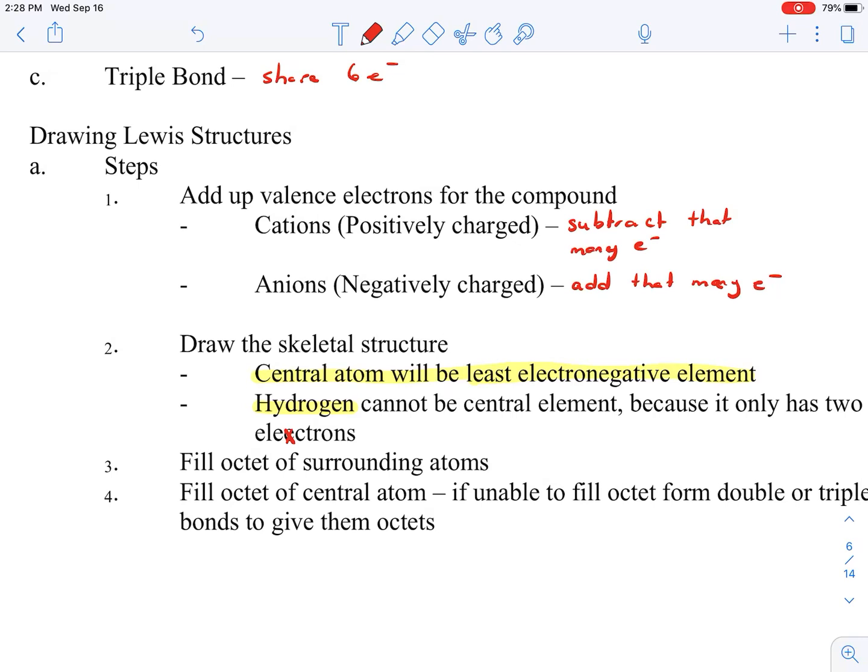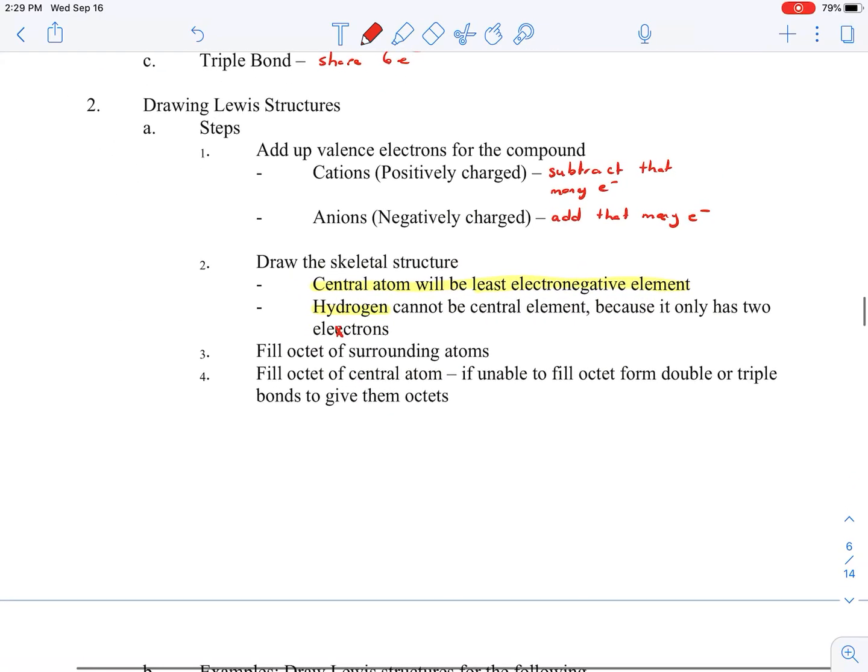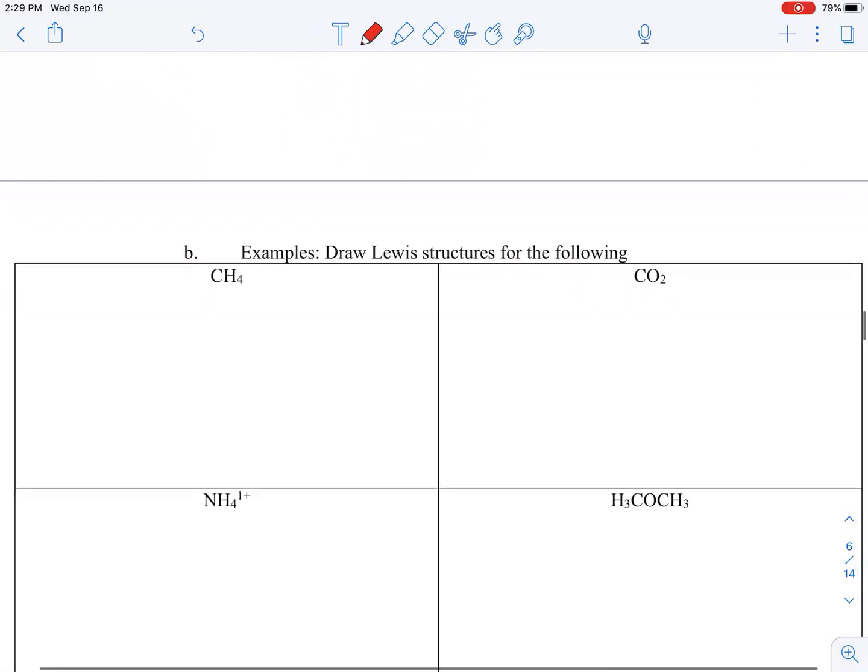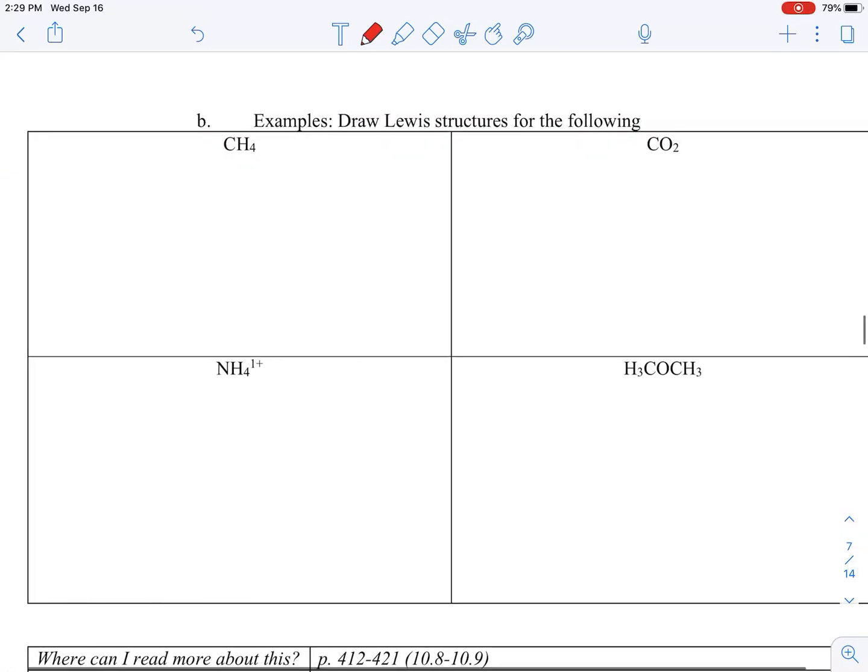Our third step is to fill the octet of the surrounding atoms, and our fourth step is to fill the octet of the central atom. If we don't have enough electrons, we might have to do some double or triple bonding to give them octets. So those are our steps. Let's see if we can keep rolling through them. We got some examples here, quite a few, in fact, or at least I think quite a few.